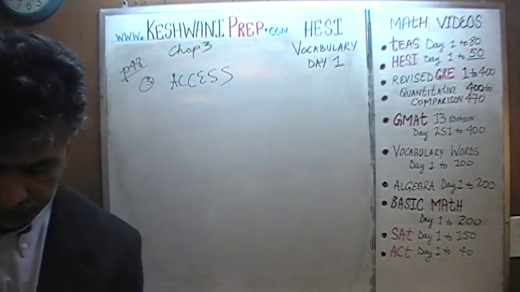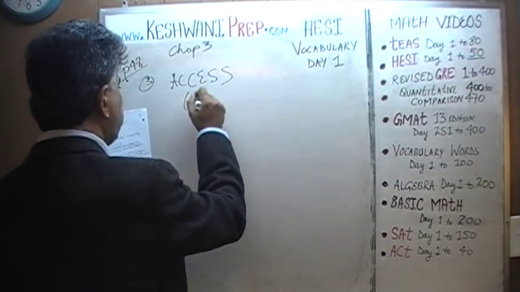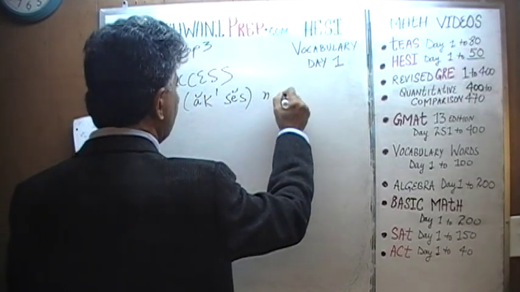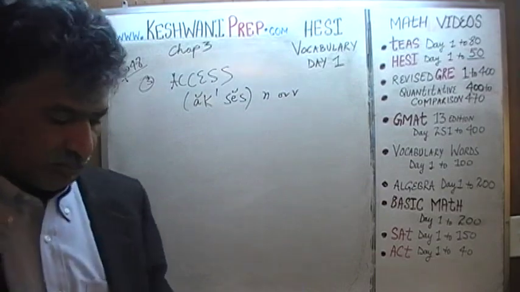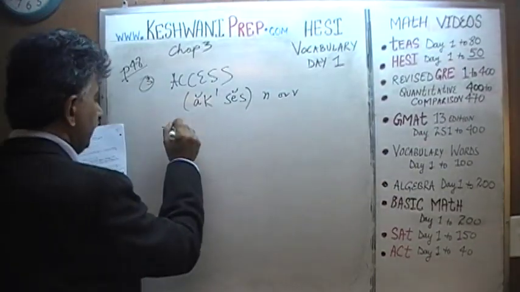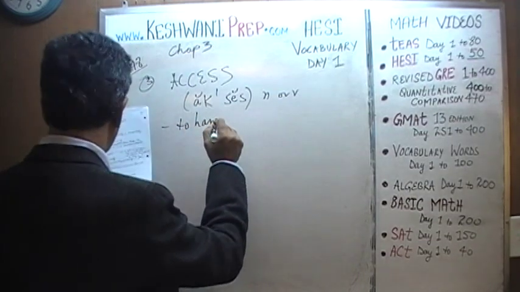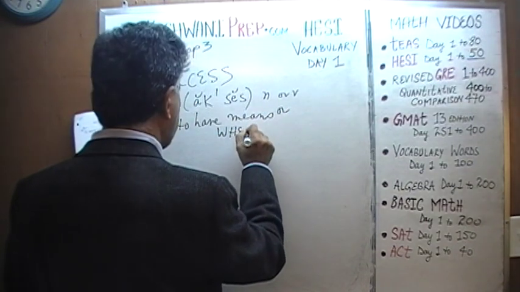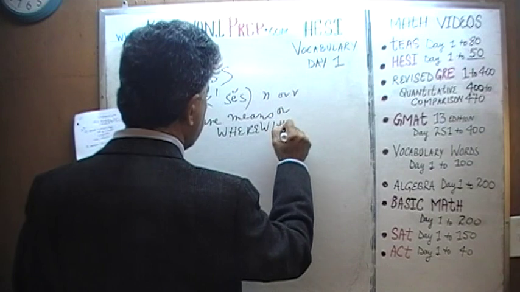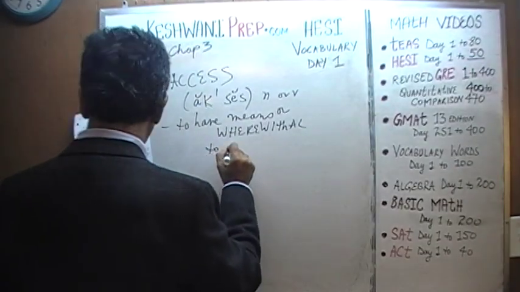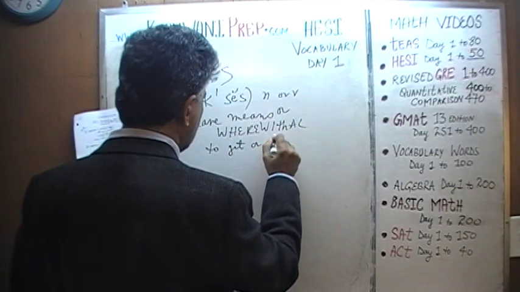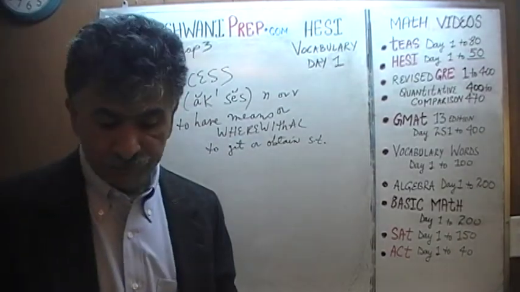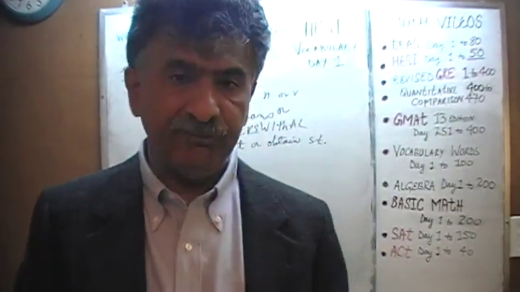Access. Access is a tricky word because, again, it can be used both as a noun or as a verb. It means to have means or wherewithal to get or obtain something. Access means to be able to obtain something, to be able to get something. If you can access it, that means you can get it.